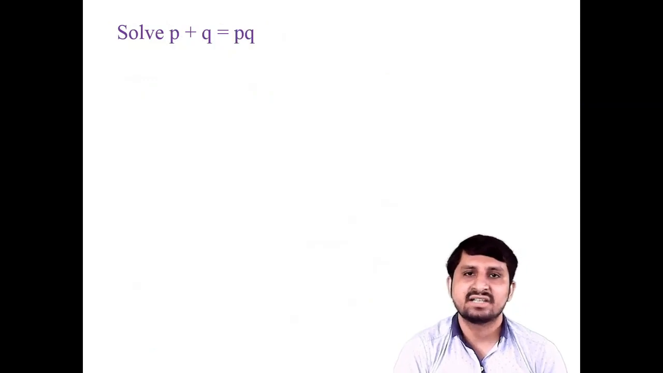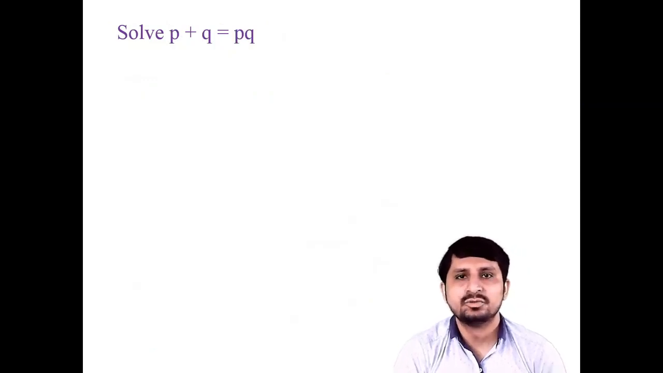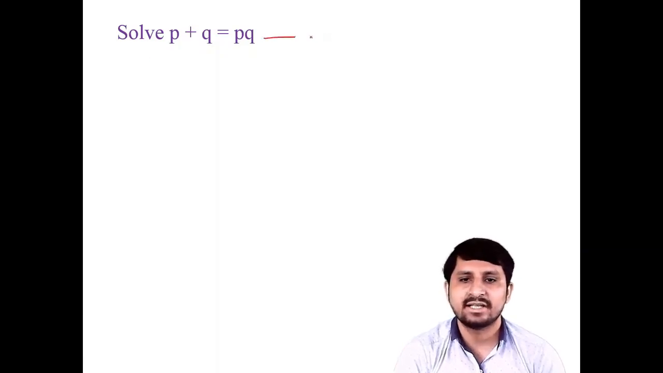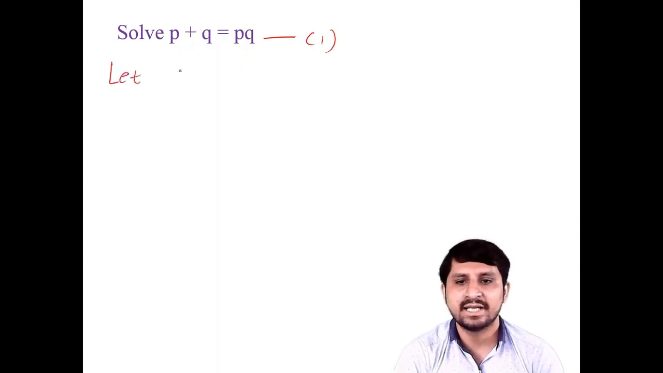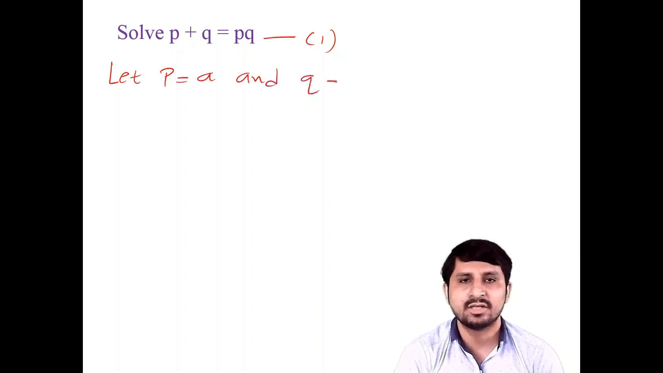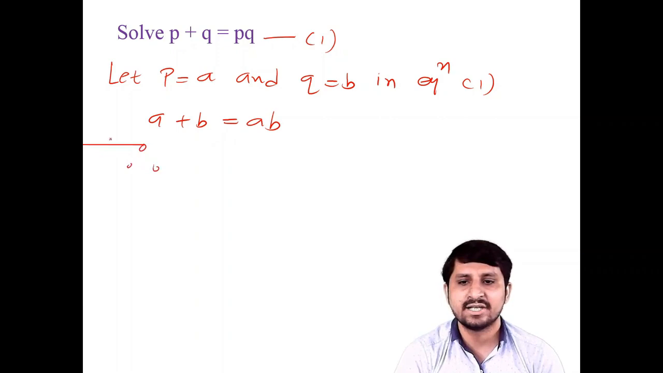Okay, let's take one more example. p plus q is equal to p into q. So as I told you, let's take this as equation number 1. Let p is equal to a and q is equal to b in equation number 1. Okay, so a plus b is equal to a into b. Now we want to find the value of b in terms of a.